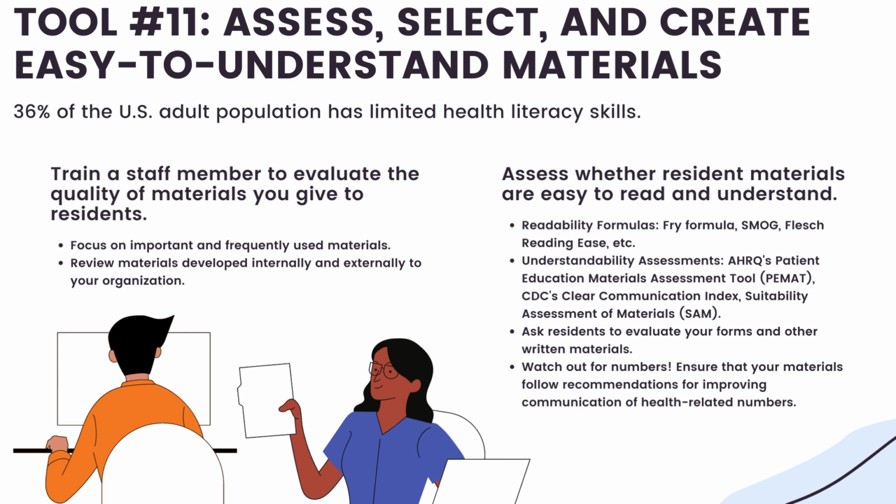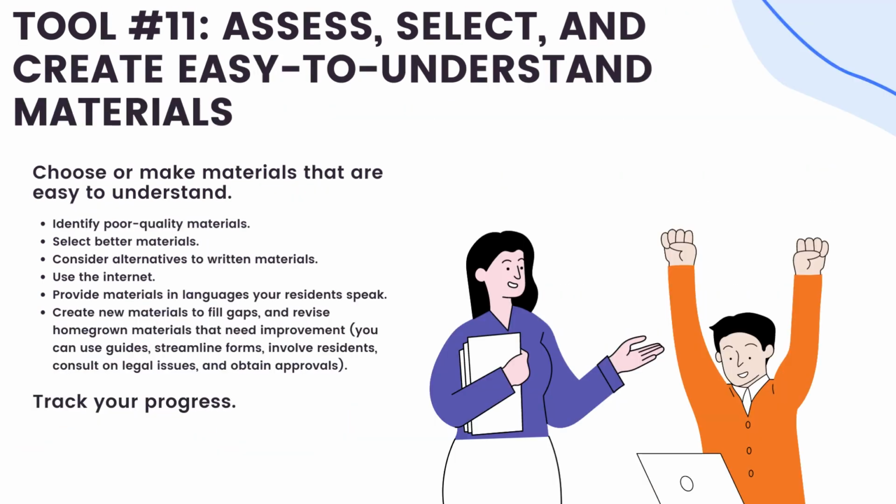Watch out for numbers. Ensure that your materials follow recommendations for improving communication of health-related numbers. Provide only the information residents must have to make informed decisions. Provide residents with numbers, not just verbal descriptors such as low risk. Remember to use simple graphics to express numbers. Choose or make materials that are easy to understand.